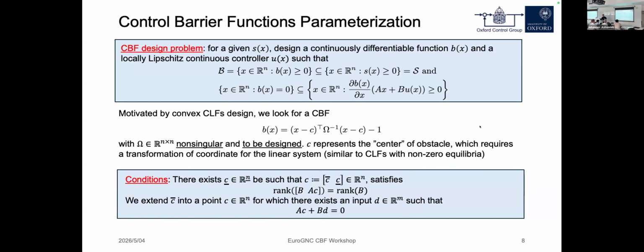So we have two conditions that we need to satisfy. The first one would be a set-including condition, which basically says B should be a subset of S. And the second condition, we argue, is the forward invariance.